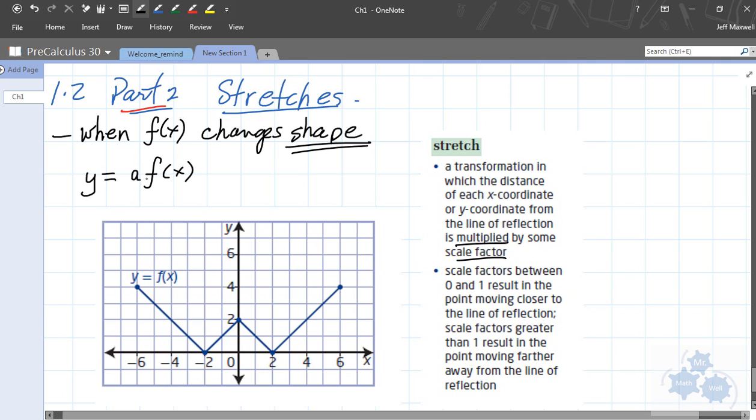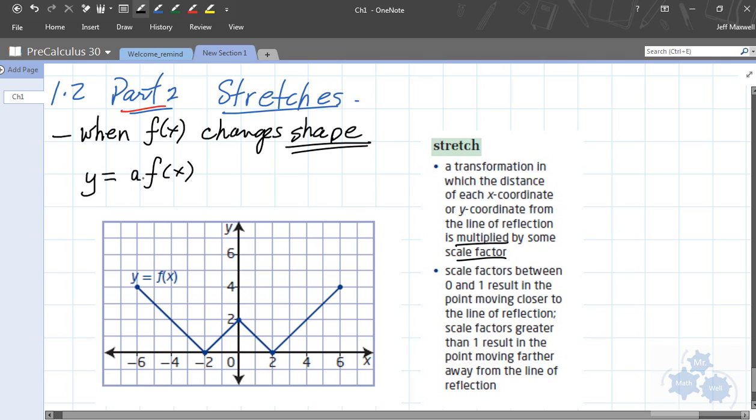Okay? A times f of x. So let's see. Remember we talked about a negative out here for reflection and a negative inside for reflection? If a is negative 1, we have a reflection. We don't have a stretch, really. We just have a flip. But what if a is not negative 1? If it's a positive 1.5, or if it's negative 0.7, that's what we're going to talk about. The graph actually changes shape.